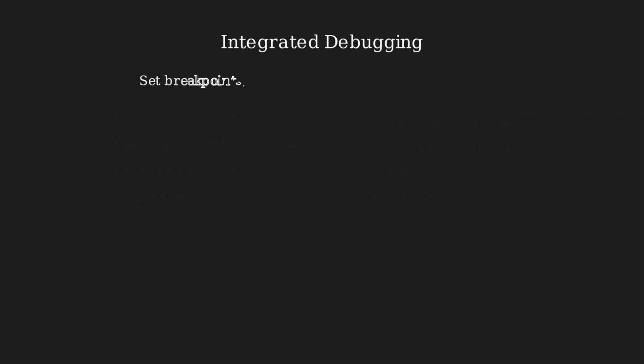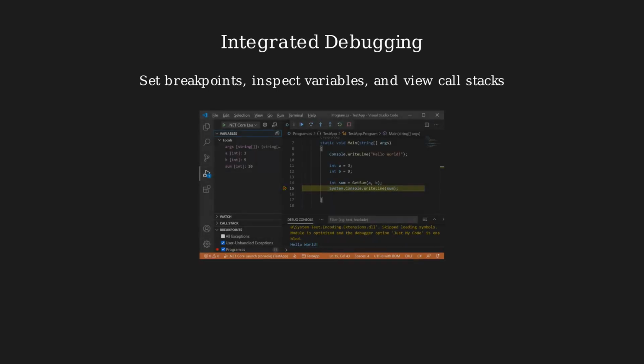VS Code's integrated debugging capabilities allow you to set breakpoints, inspect variables, and view call stacks directly within the editor. This streamlines the development process by eliminating the need to switch between different tools when testing and debugging your code.